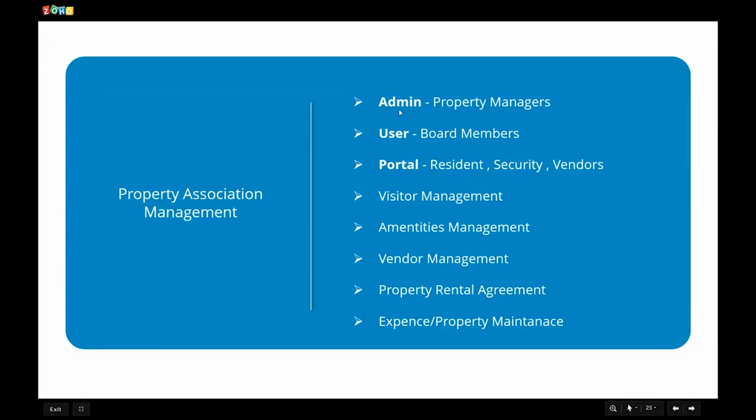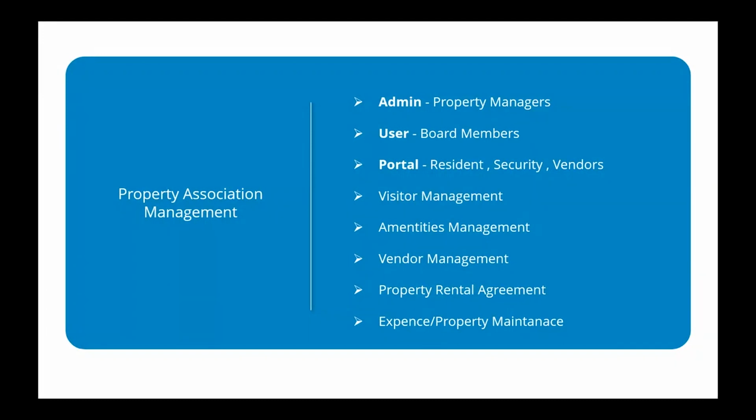I'm going to give admin access to my property managers. These property managers will assign a few people in the residence as board members, and these board members will get user access to the application. These board members will take care of all the other processes, the expenses, events, everything that is conducted in my residence. And I'll give the residents, security people, or vendors portal access to my application, where they can see what is happening in our residence, in our apartment. These are the user types that I'm going to differentiate and assign.